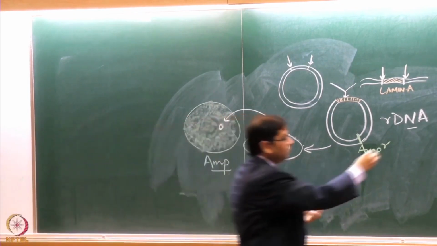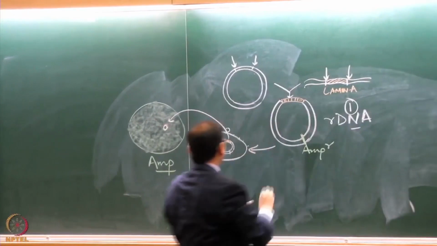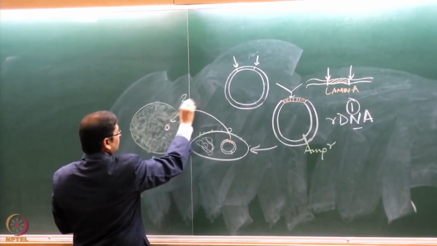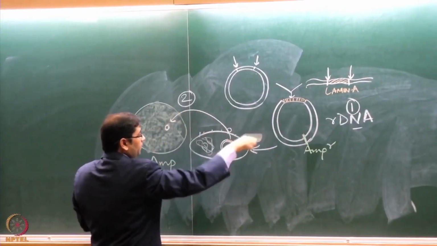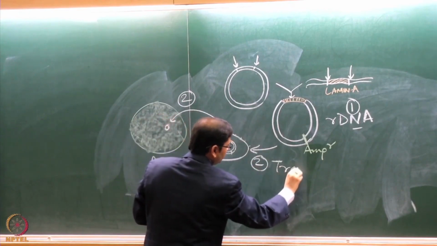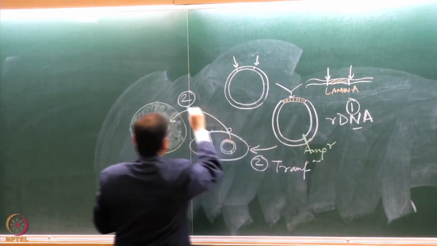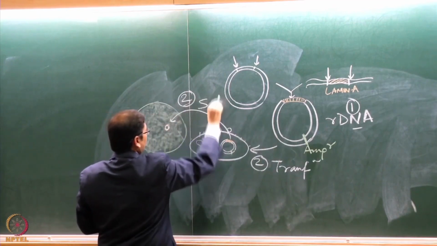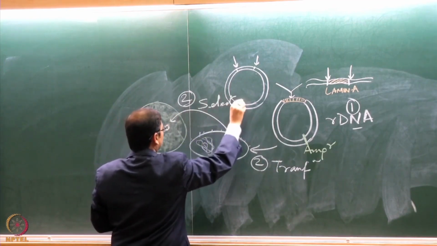This was the first process, which is making a recombinant DNA molecule. This is the second process, which is transformation, and the third process is known as the selection. You are doing the selection here.